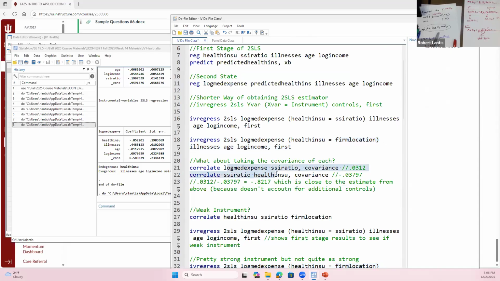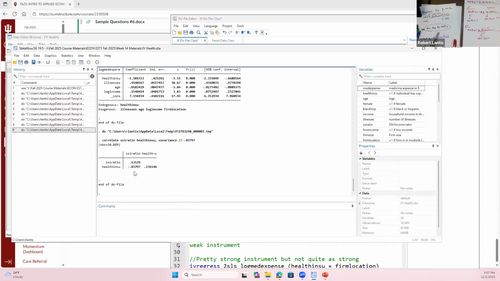But I could also think about what's a very basic way I could pick up whether or not these conditions are met. Well, we said if the Social Security income ratio is a good instrument, it should be correlated with health insurance, right? So if I look at the correlation here, I get negative 0.03. So it looks like there is some correlation between those.